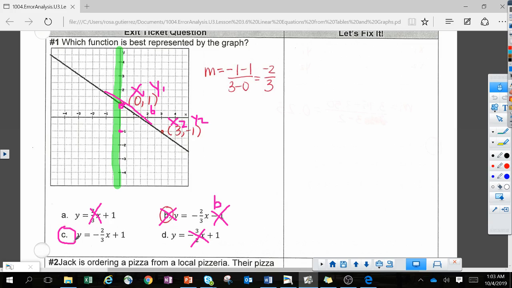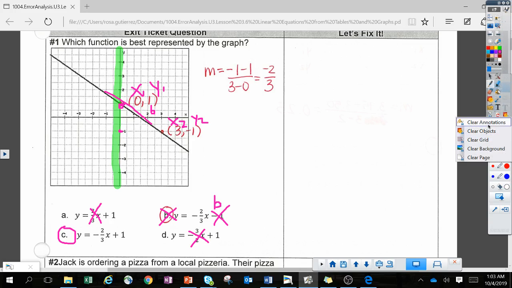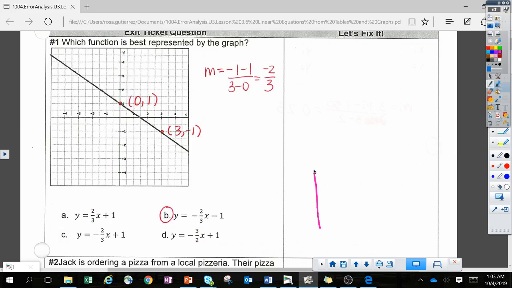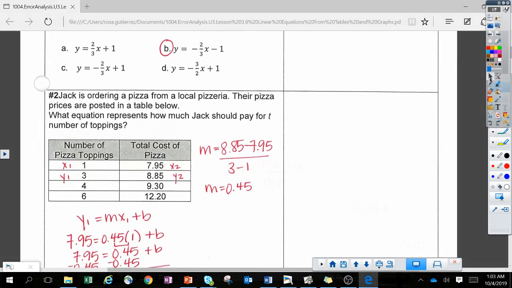Now in order to get C though, you should have gotten the correct slope, negative 2/3. Give you a second to write that down while I clear my notations. Oops. Okay. So now let's look at number 2.